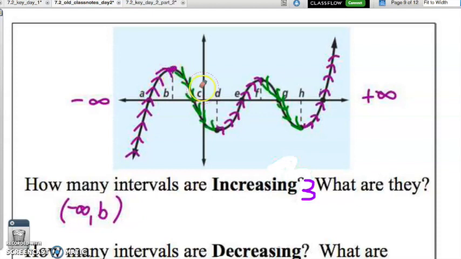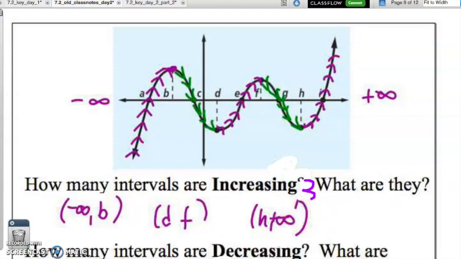And then the next point where it turns up is from D, it looks like, to F. And the final place where it's increasing or turning up in purple looks like it goes from H, and it keeps going forever in a positive direction. So we're going to call that from H to positive infinity.